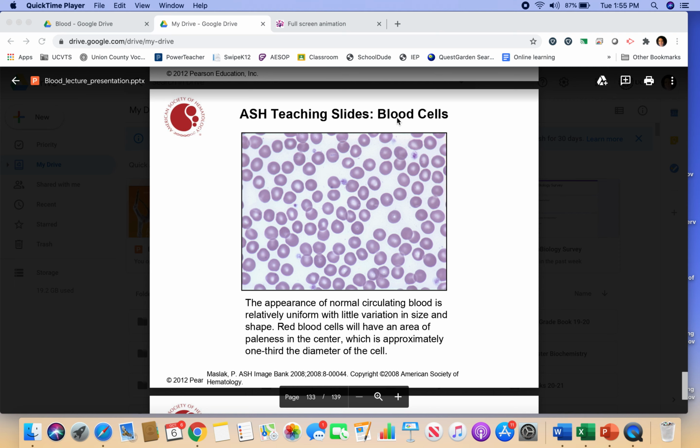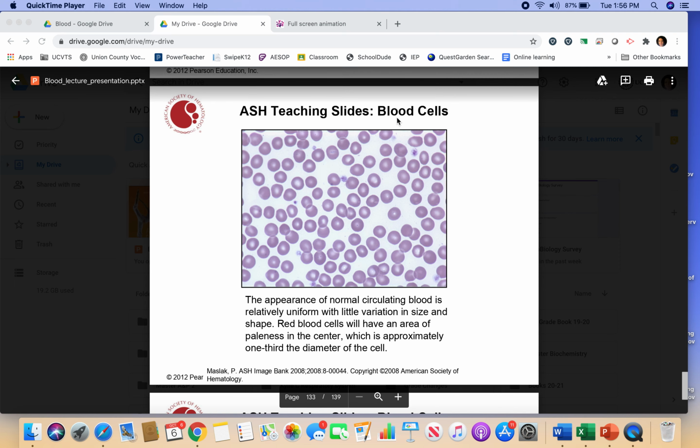Just a gallery walk, so to say, of the blood cells, different types of blood cells that we have been talking about. So we will start with the normal red blood cells. The appearance of normal circulating blood is relatively uniform with little variation in size and shape.